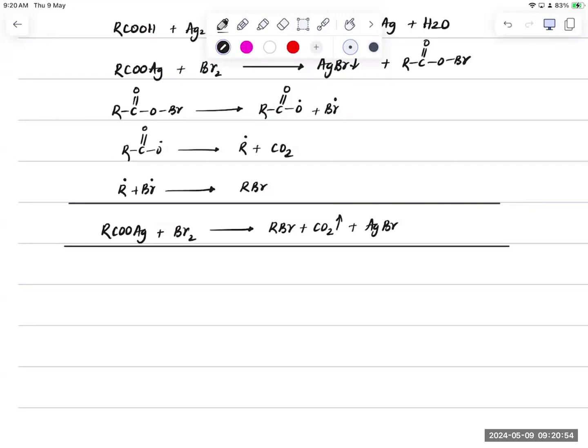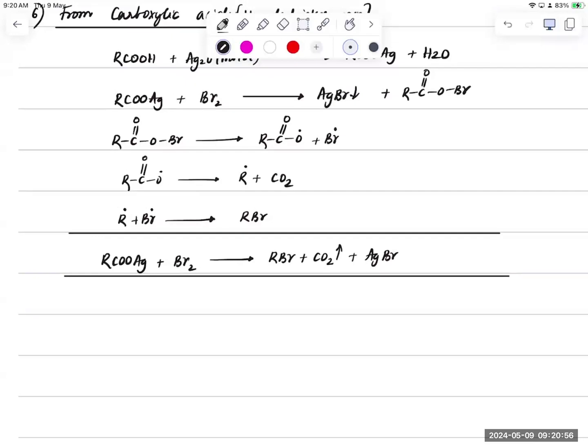Even if you don't know the mechanism, that is fine. You just need to know what the products are. That's all.